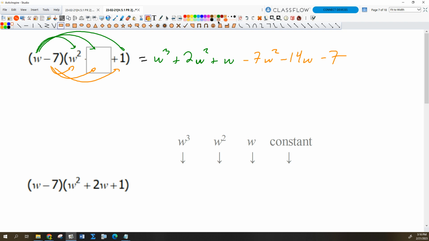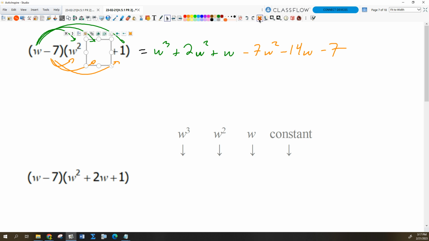A lot of times when people start making their columns, they would make a w cubed column and then skip to a w column. What's wrong with that? There might be a w squared term eventually, when I do all my distribution. In fact, there would be. When I distribute the -7, I'm going to get a w squared term. So make sure you always leave a column for every power of the variable, because probably eventually you're going to have a term that fits in that column.